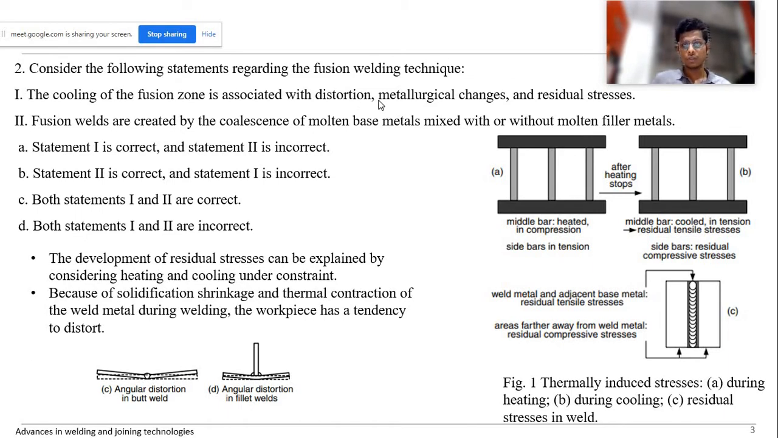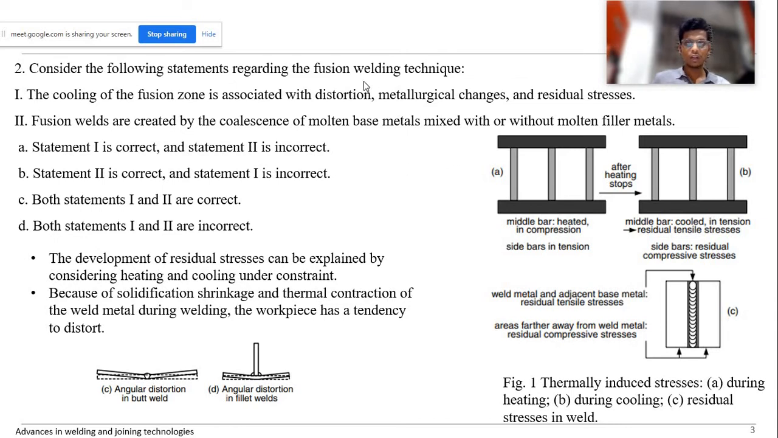So distortion also will be present, and also microstructure changes will be happening, because in the heat affected zone and fusion zone there will be microstructural change, because the temperature will be more than, suppose I consider a steel, 800 degrees Celsius. So generally the microstructure phase change happens when the metal is cooling from 800 degrees Celsius to 500 degrees Celsius. So because of that, metallurgical changes also will be there.